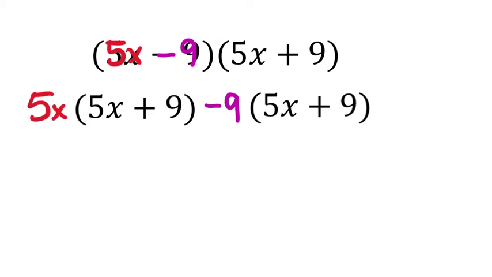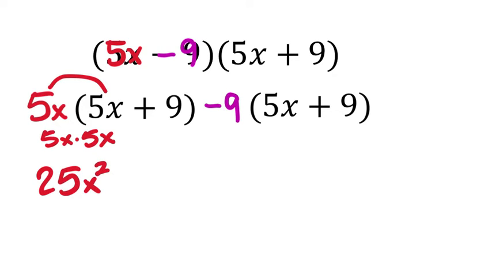Okay, and then I'm just looking for some distribution. That's it. So 5x times 5x. 5 times 5 would be 25, and then x times x, that'd be x to the power of 2. Again, if you need to see those exponents and add them, then do it, okay?